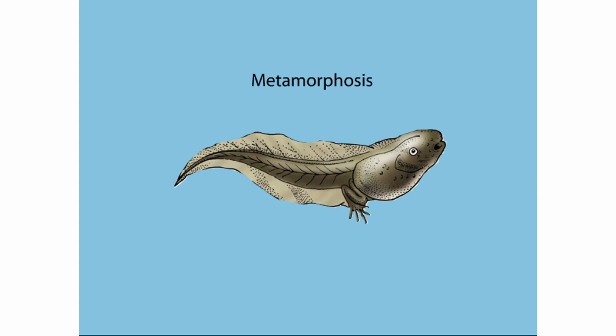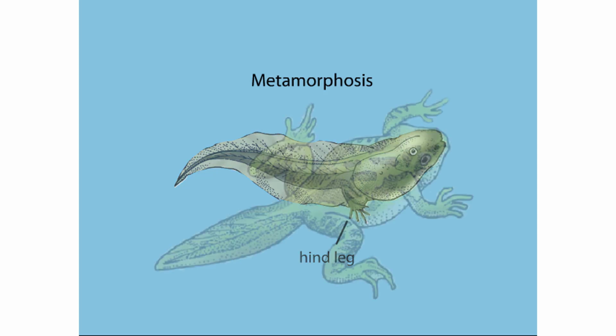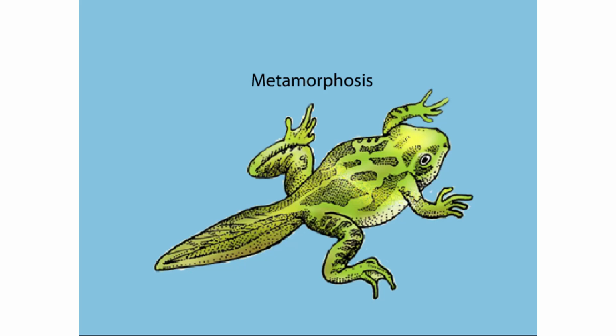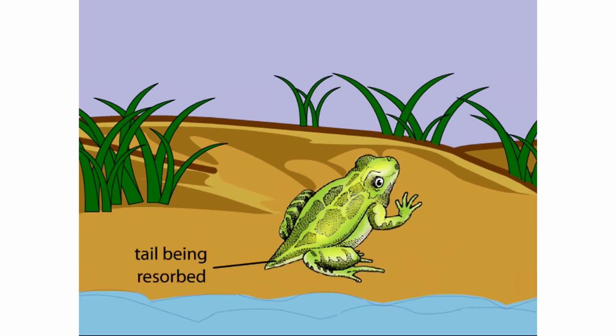During metamorphosis, the external gills are replaced by internal gills and hind legs begin to appear. Virtually every organ in the frog changes and becomes suitable for life on land. Metamorphosis continues as front legs appear and the internal gills are replaced by lungs. The tail begins to be resorbed.